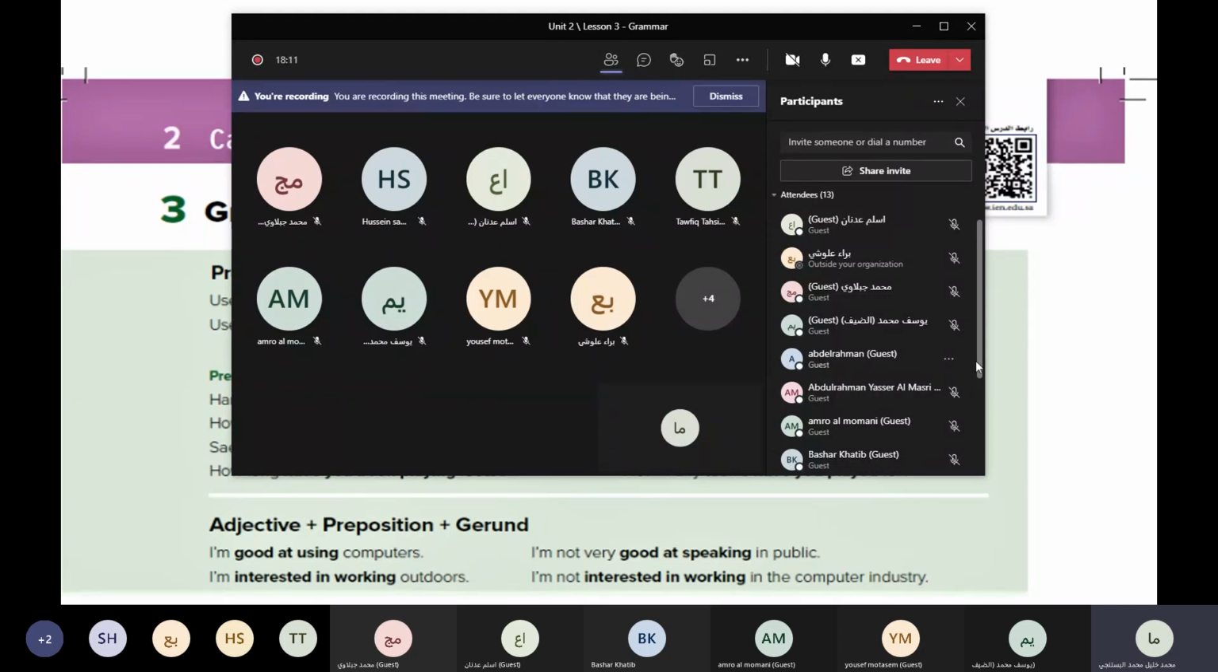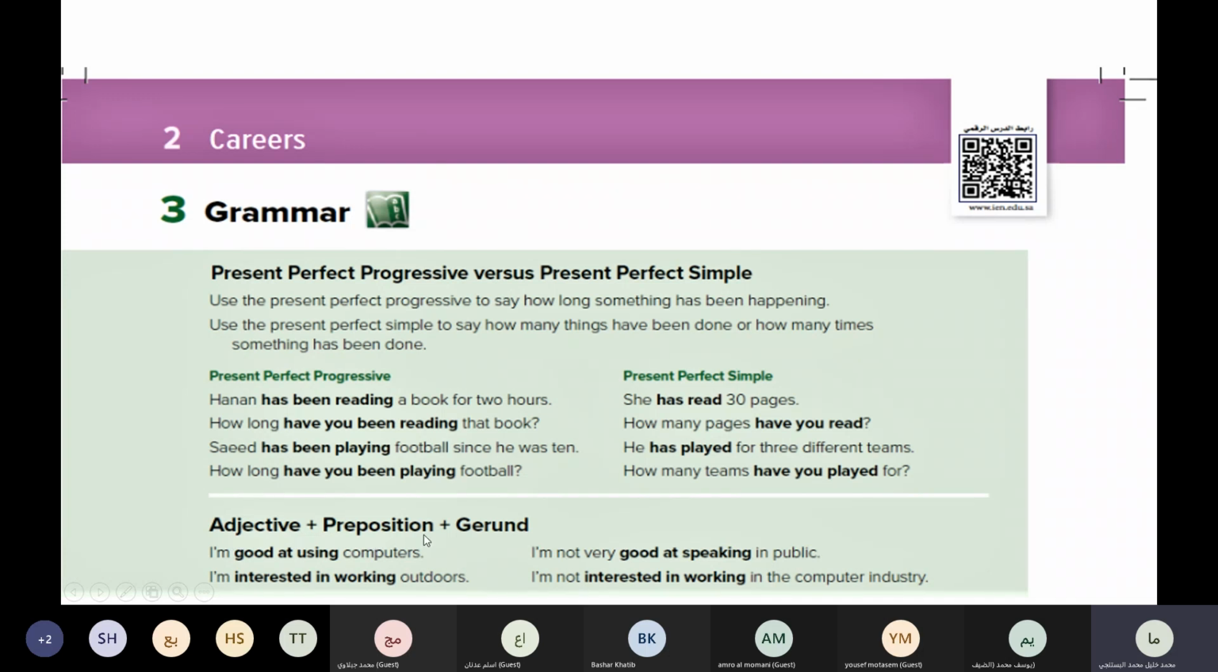Yes, Amr, where are you? Bashar, are you here? Yes, Mr. I'm here. Okay, read the examples here under the adjective preposition gerund. I'm good at using computers. I am interested in working outdoors. Good, that's enough, thank you. I'm interested in working outdoors. I'm interested in. Here we have in, the preposition, which must be followed by what? ING. Yes, ing for the word work.